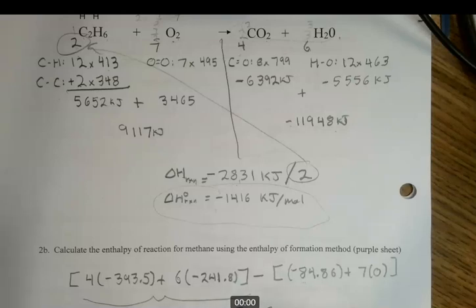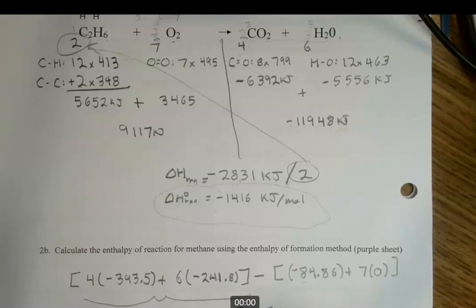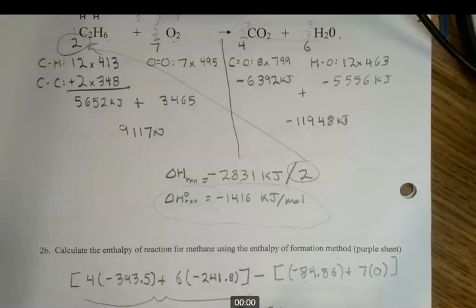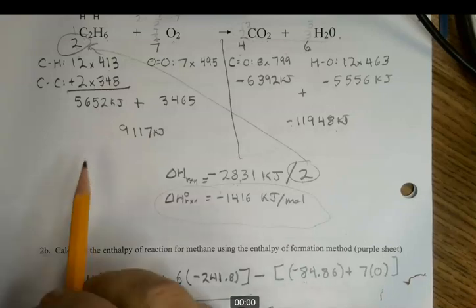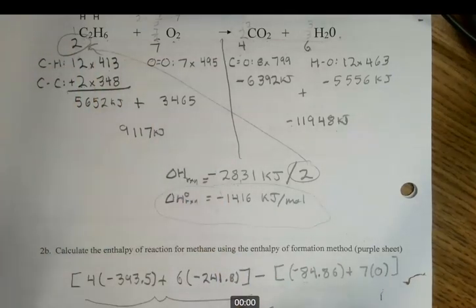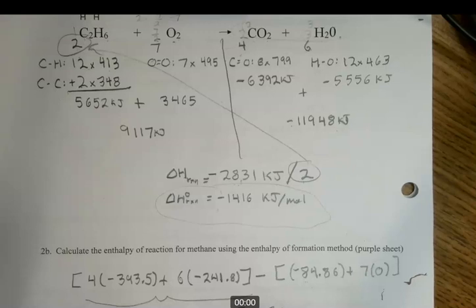And that gives us negative 2939, or let's just round it to 2940. Again, though, that was for 2 moles of everything, so that's kilojoules. And if we want kilojoules per mole, we divide that by 2, and we get negative 1469, or 1470 kilojoules per mole.